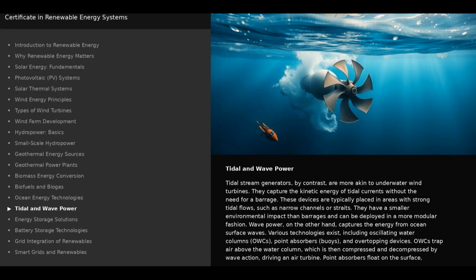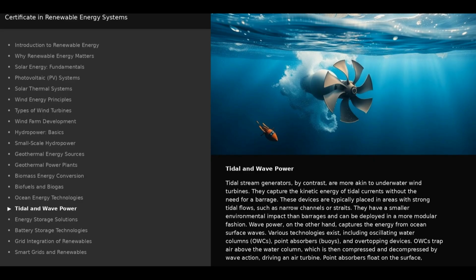Tidal stream generators, by contrast, are more akin to underwater wind turbines. They capture the kinetic energy of tidal currents without the need for a barrage. These devices are typically placed in areas with strong tidal flows, such as narrow channels or straits. They have a smaller environmental impact than barrages and can be deployed in a more modular fashion.